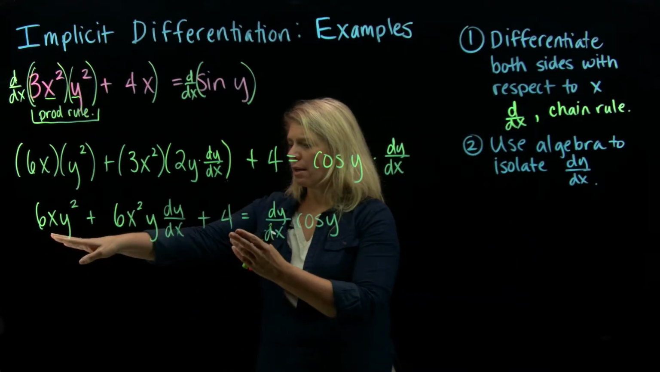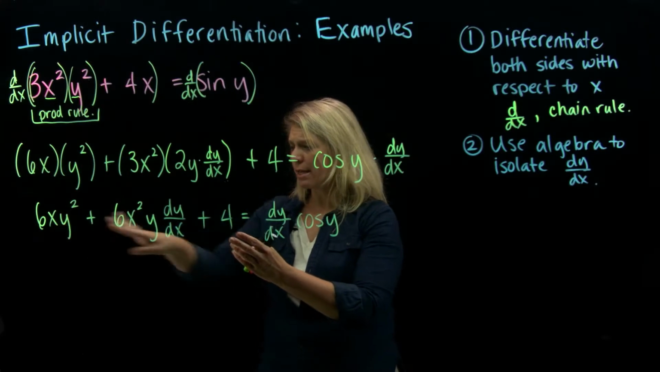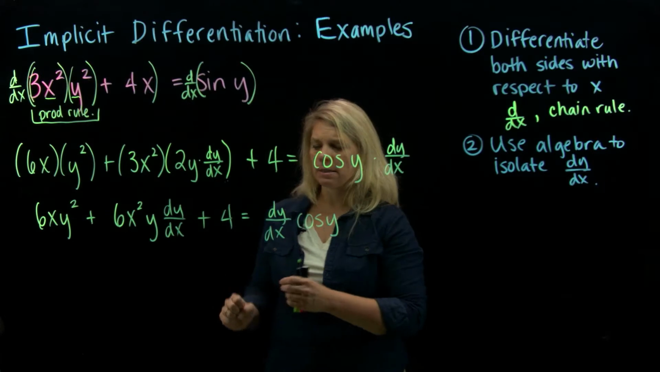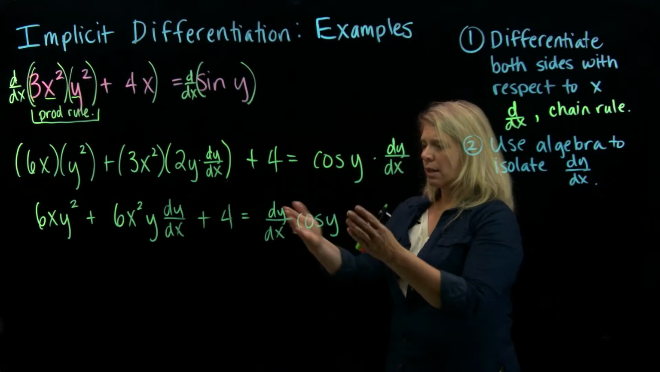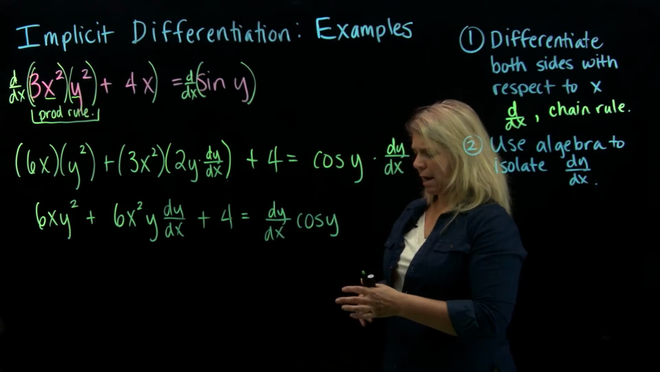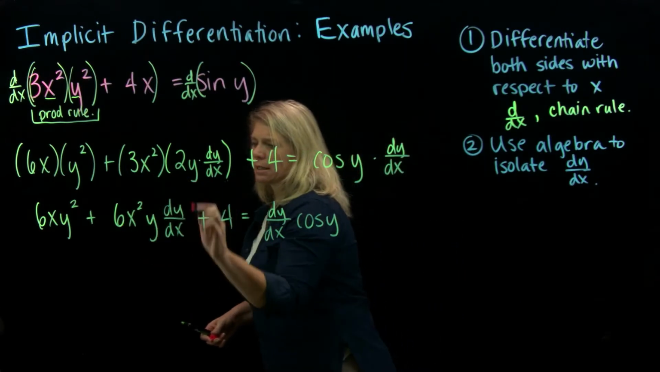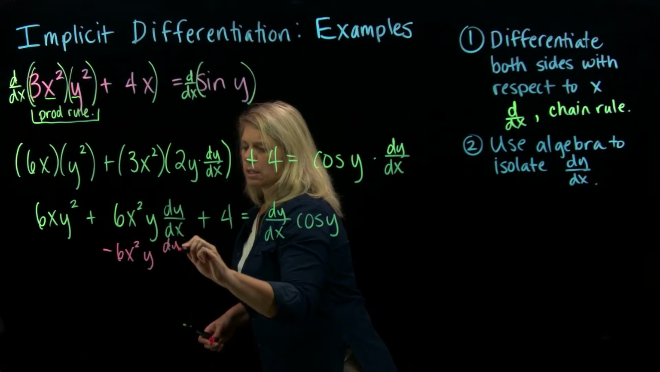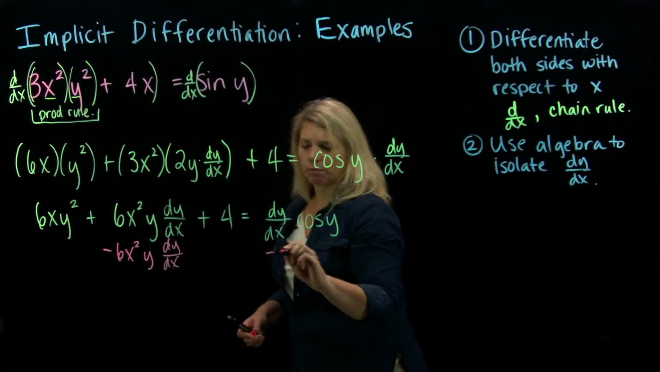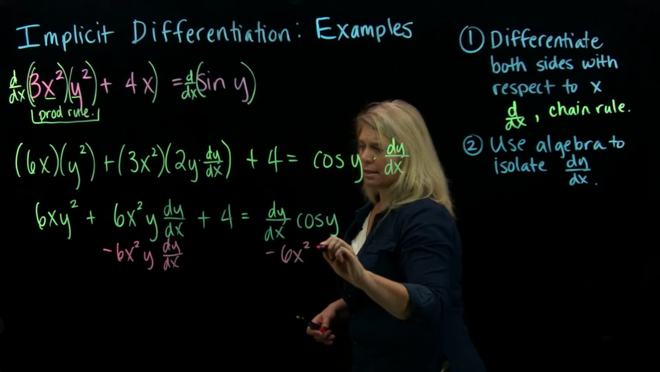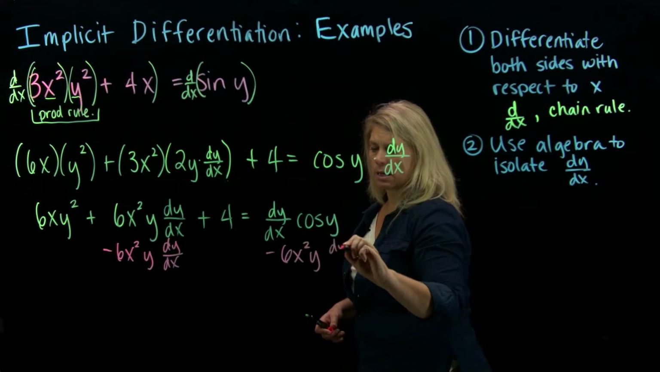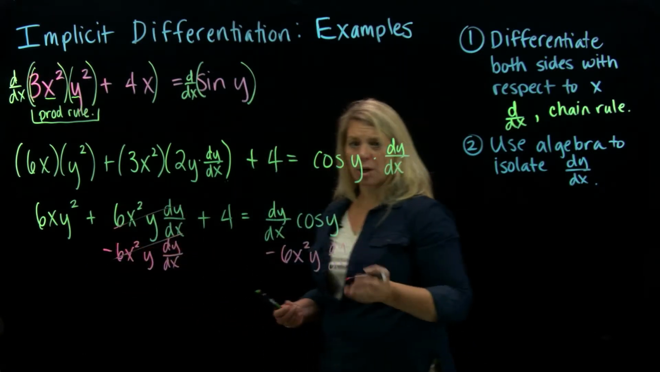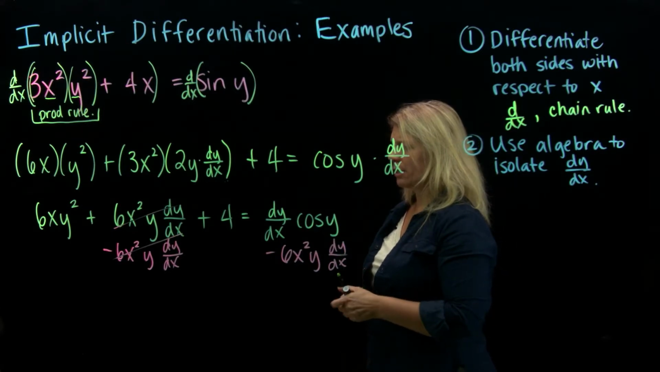I notice that on the left side of the equation, I have 3 terms. 2 of them do not involve dy/dx, and 1 of them does. And on the right side of the equation, I have 1 term that involves dy/dx. So I'm going to subtract this term from both sides of the equation so that I can get all the dy/dx terms on one side. You don't have to write this algebra step out, but you should be thinking about how that term is moving to the other side of the equation.